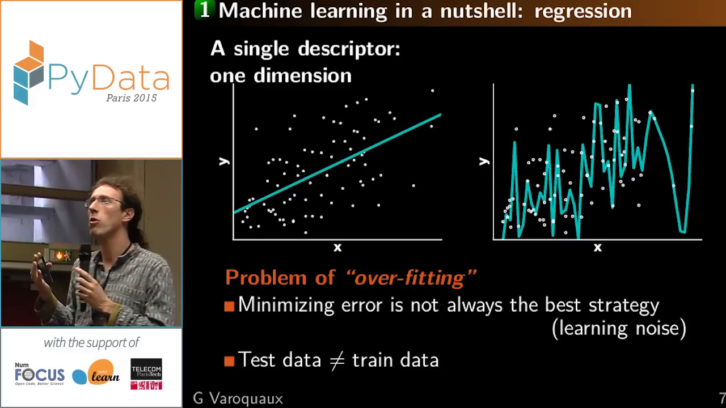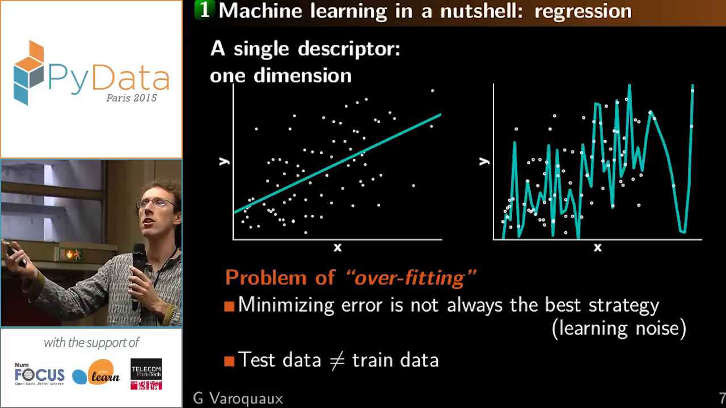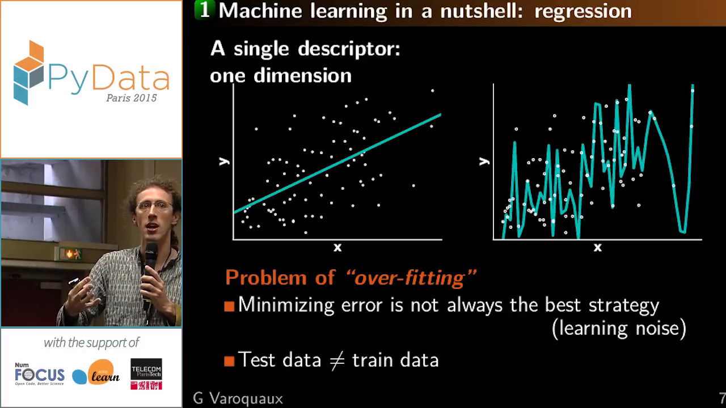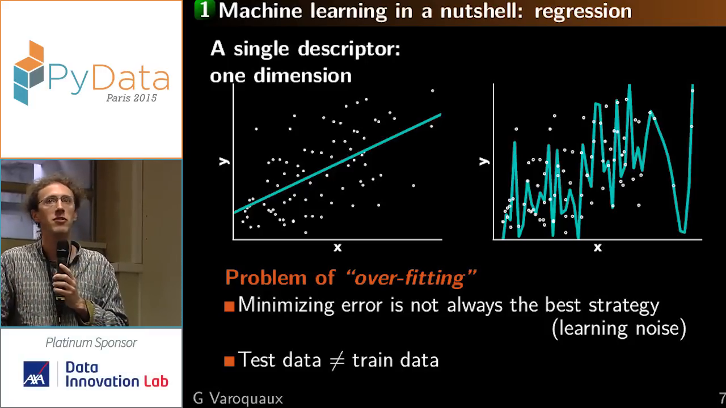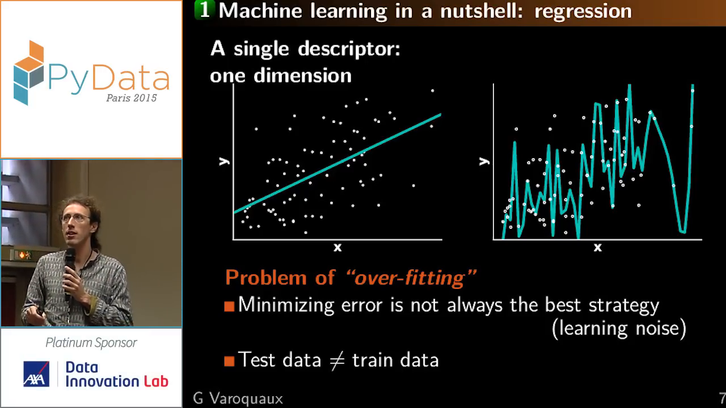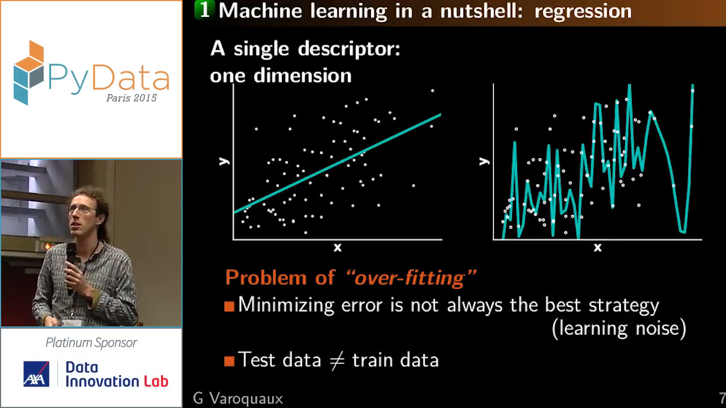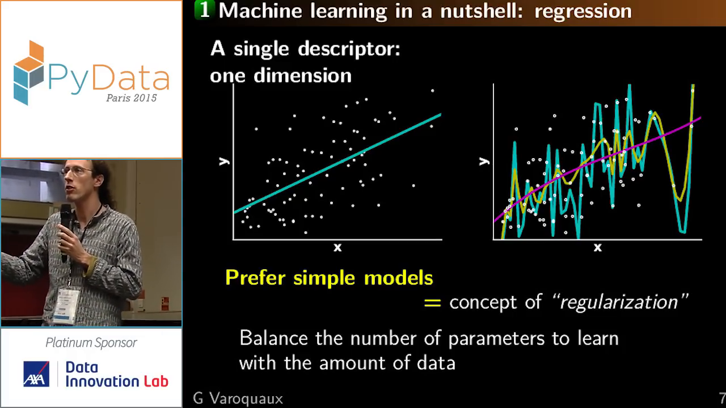So that's what we call the problem of overfitting, which means you're minimizing your train error, the error on the data that you've already seen, too much. And you end up learning noise. So as we've seen, minimizing error on the train data is not always the best thing. Once again, the test data and the train data are not the same thing. So this leads us to the general notion of regularization.